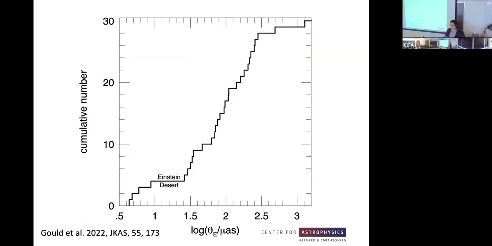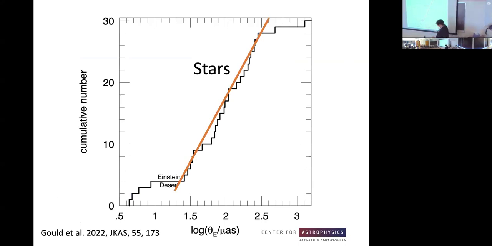And so when we did this for KMTNet, what we measured here is the log of the Einstein radius in microarcseconds. And you get a distribution for this. And the big straight part here is basically stars. Stars are a smooth continuous function. They're at a variety of distances. It's smooth. And so you get a nice smooth distribution for stars.